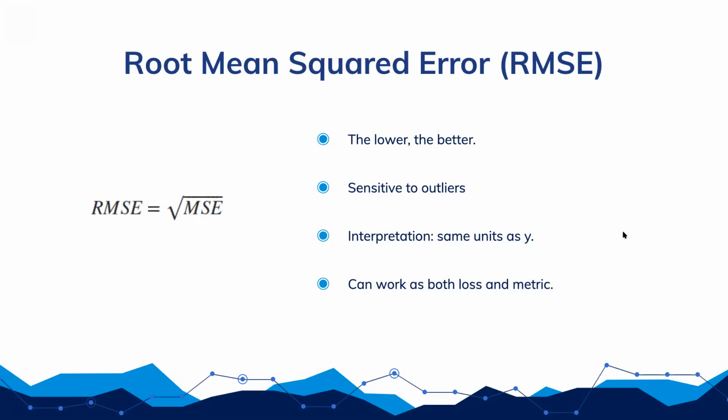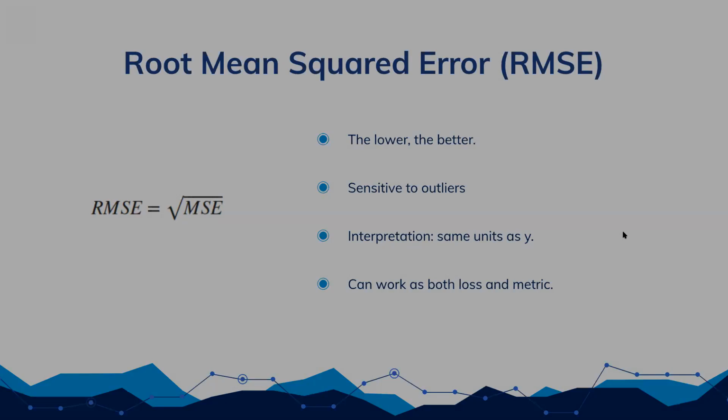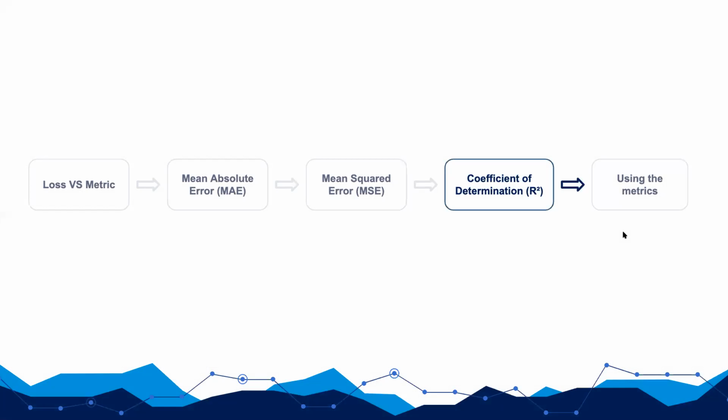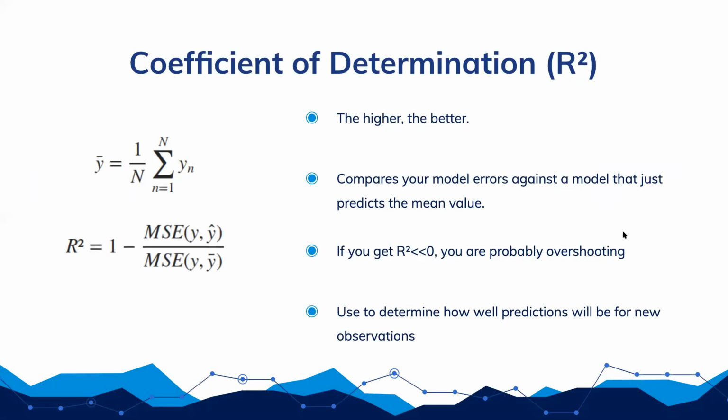Okay. Root mean squared error just gives a square root to the mean squared error, and boom, it's done. So this also is sensitive to outliers because of the same reason, because you are basically using mean squared error. Okay. Coefficient of determination. This is an important one.